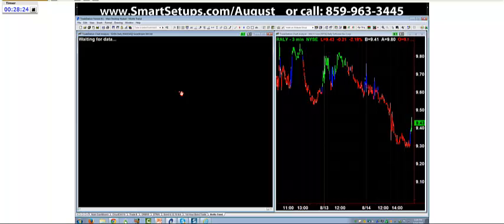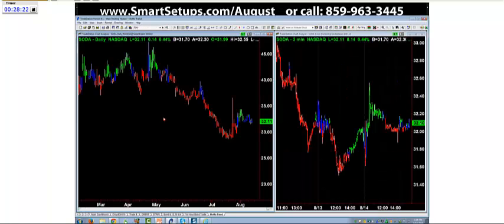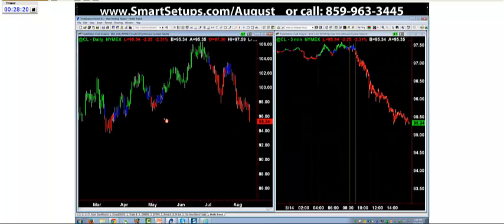I'll do crude. Crude looked perfect here. There's crude oil. All right, so crude oil was a sell, obviously. See all this red? Red, red, red.